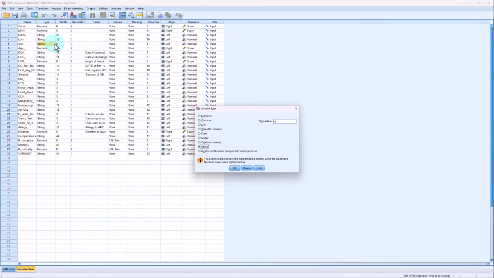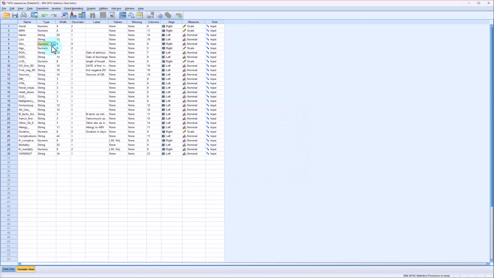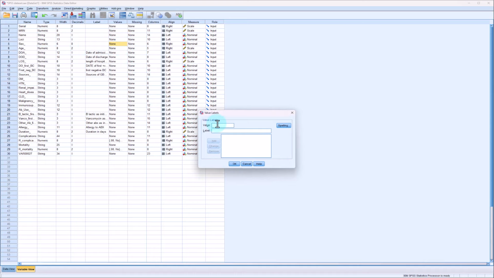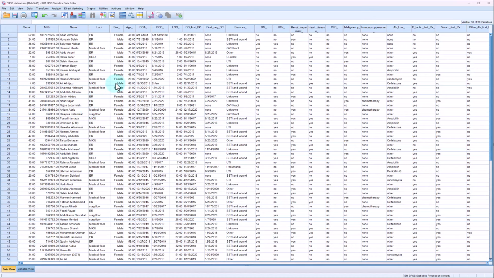So here I can change the string variable to a numeric variable, and under values I can again write that 1 is male and 2 is female. Now if I click on this button, I can see their numeric values and also the labels of these values. This recoding was important because I want to run the Mann-Whitney U test. The Mann-Whitney U test is a non-parametric alternative of the independent samples t-test, where we can compare numeric variables, for example length of hospital stay, between two categories, I mean between males and females.